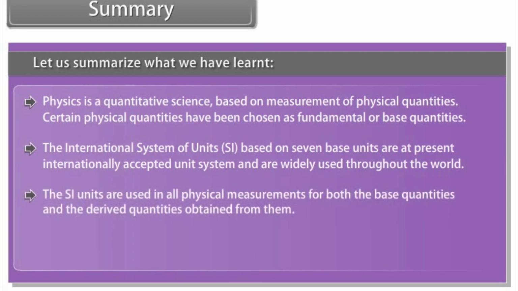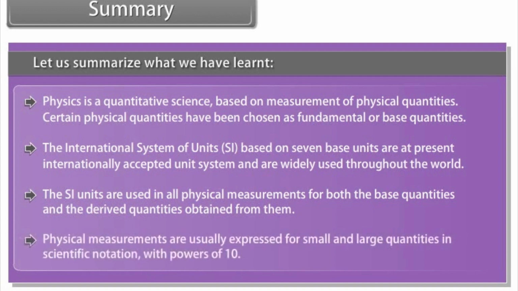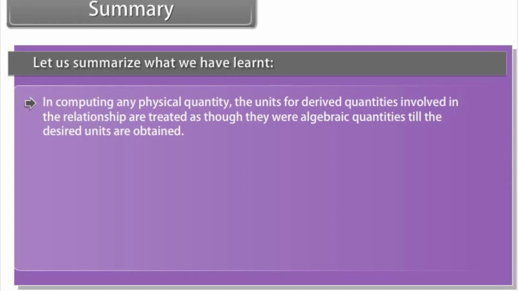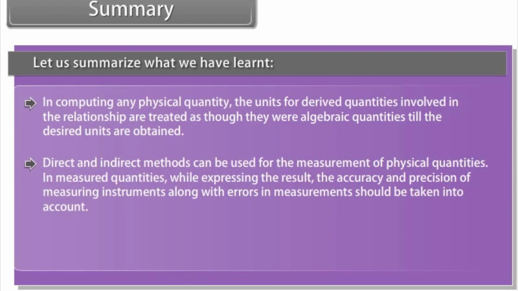The SI units are used in all physical measurements for both the base quantities and the derived quantities obtained from them. Physical measurements are usually expressed for small and large quantities in scientific notation with powers of 10. In computing any physical quantity, the units for derived quantities involved in the relationship are treated as though they were algebraic quantities till the desired units are obtained. Direct and indirect methods can be used for the measurement of physical quantities.